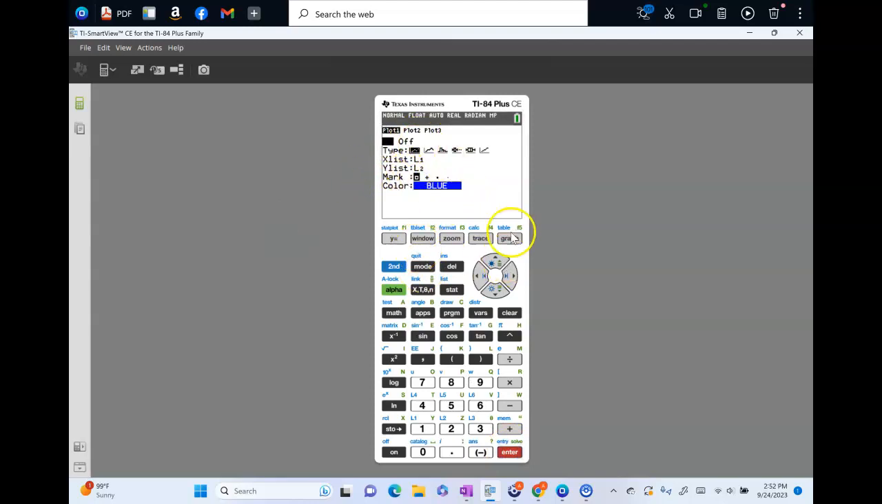Once our scatter plot is on, when you go to the graph, you will be able to see your data points. Okay, so notice how when you look at this graph, you can tell that the data points are increasing. As your X values get bigger and bigger, your Y values also increase. So you can obviously see that there's a positive correlation with this scatter plot.